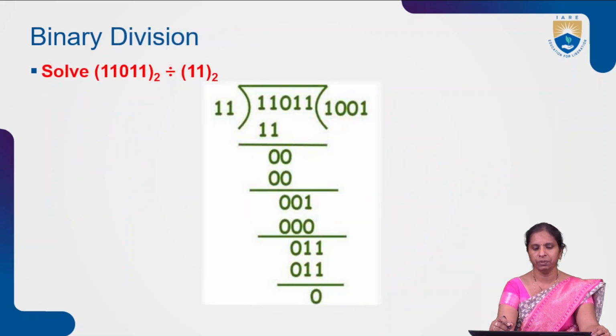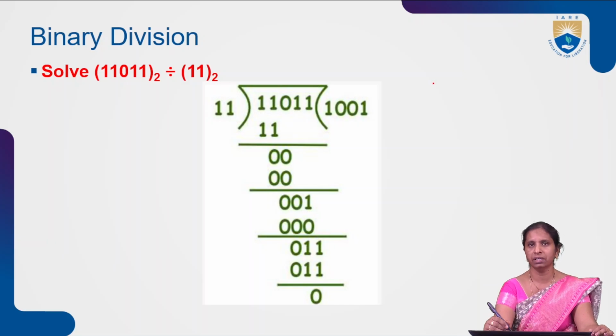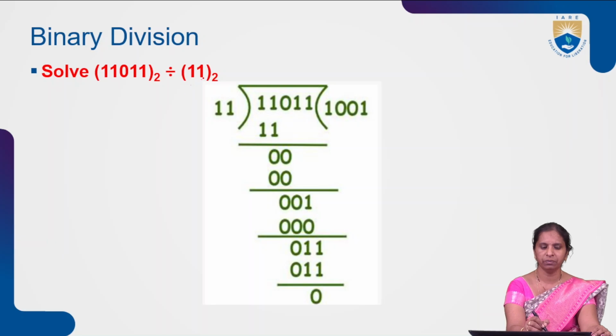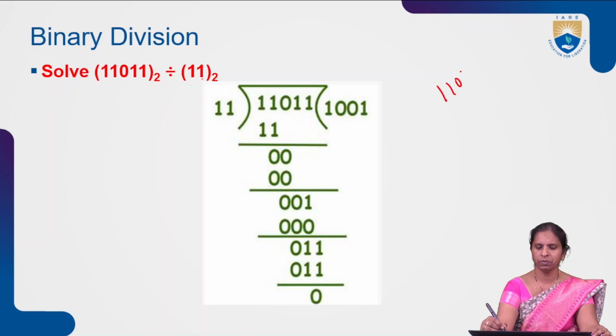Next one is binary division. Like we perform the division operation for decimal numbers, in a similar manner you can perform the division operation for binary numbers also. Now, if you want to find out 11011 divided by 11, what is 11011 in the decimal number? How do you calculate here?